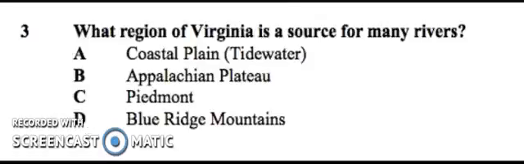Question 3. What region of Virginia is a source for many rivers? A. Coastal Plain Tidewater, B. Appalachian Plateau, C. Piedmont, or D. Blue Ridge Mountains.